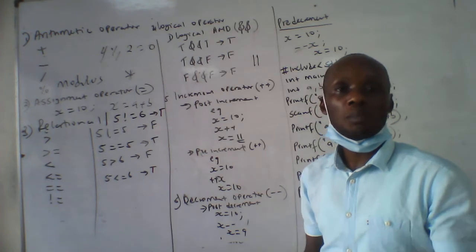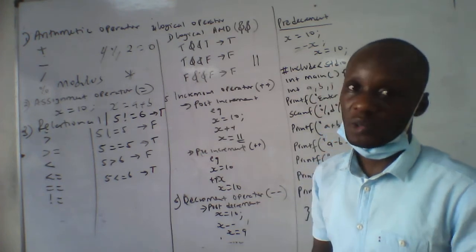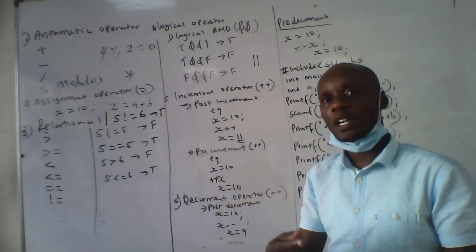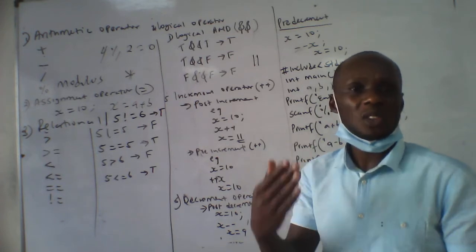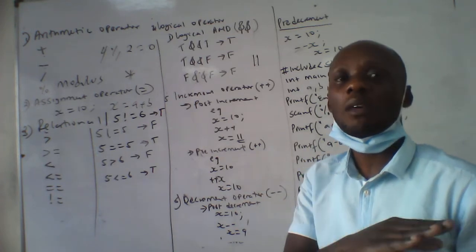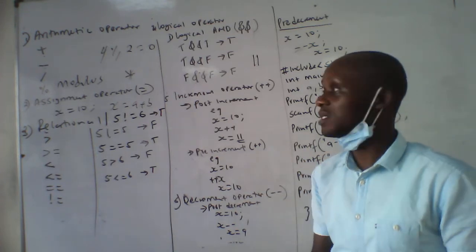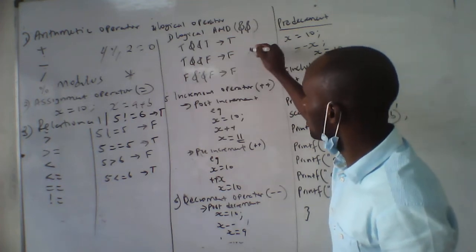If we give it 2 inputs and one of them is true, it will give you a true. If we give it 2 inputs and all of them are true, it will give you a true. But if we give it 2, 3 or 4 inputs and all of them are false, it will give you a false. Then last you have what you call logical NOT.